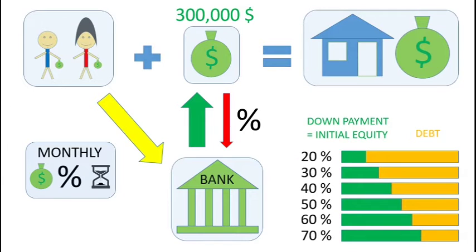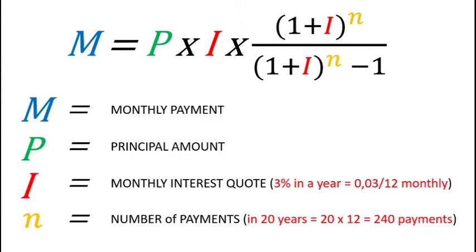Your down payment, and the $300,000 loan from the bank, permits you to buy the house you have chosen. The down payment is the initial equity, the loan is a debt. With your monthly payment, you give back to the bank a part of the loan, and the interest, based on the residual debt. By giving back part of the loan, you gain more equity from month to month. The monthly payment can be calculated by this equation, based on the loan amount, the interest rate, and the mortgage length.